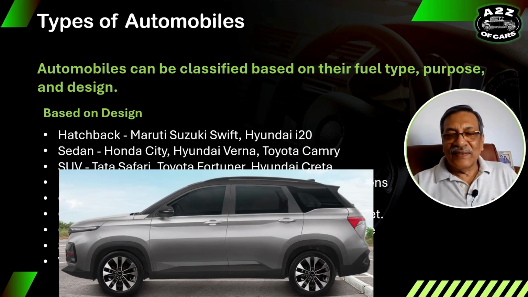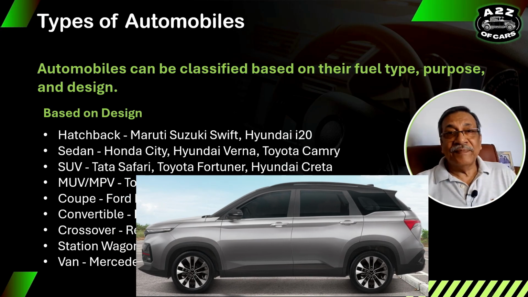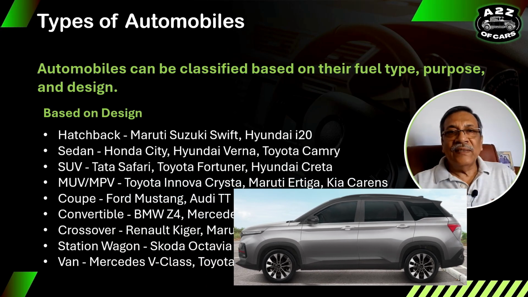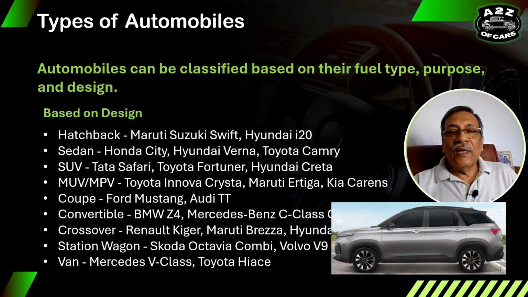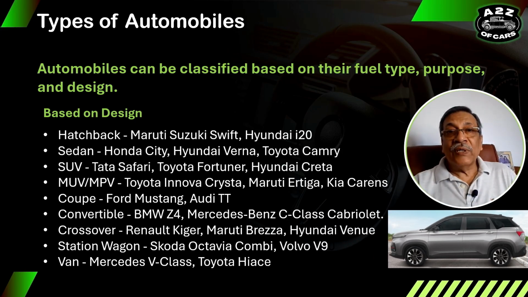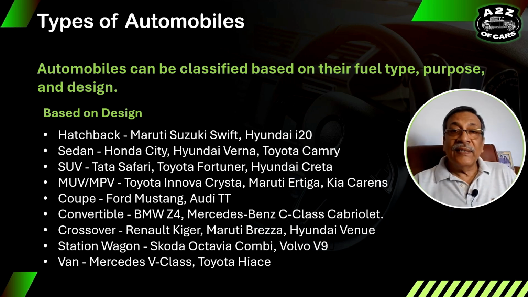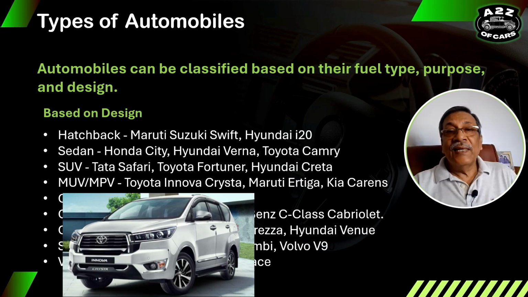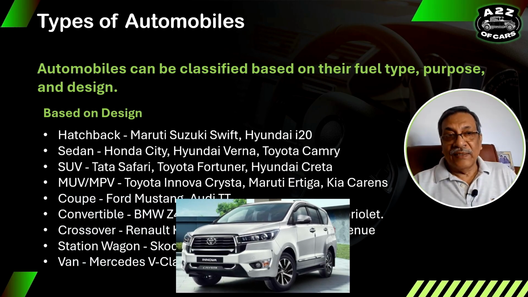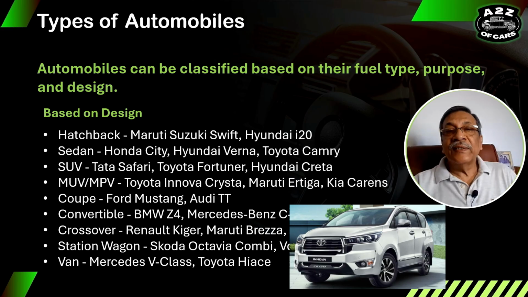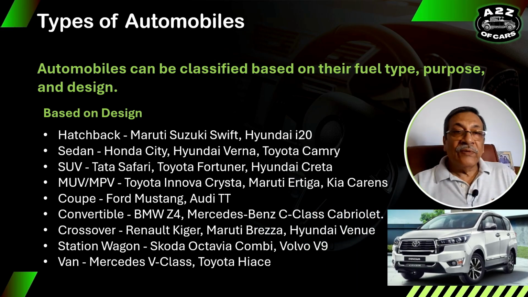Then we have SUVs. SUV is sport utility vehicle. As the name says, they are sporty in nature, maybe 4 by 4 all-wheel drive. So you have Tata Safari, Toyota Fortuner, Hyundai Creta. All these are considered as SUVs. Then another category is MUV or MPV, multi-utility vehicle or multi-purpose vehicle. So we have Toyota Innova Crysta, Maruti Ertiga, Kia Carens. These are some examples of MUVs or MPVs.